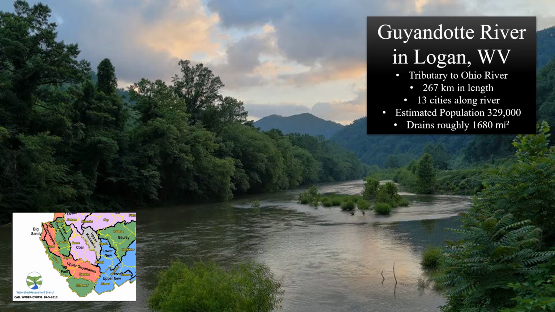In the bottom left-hand corner, we see a picture of the Upper Guyandotte Watershed in general. It just gives an overall location of where the Upper Guyandotte Watershed is, and it shows the surrounding watersheds in southern West Virginia.